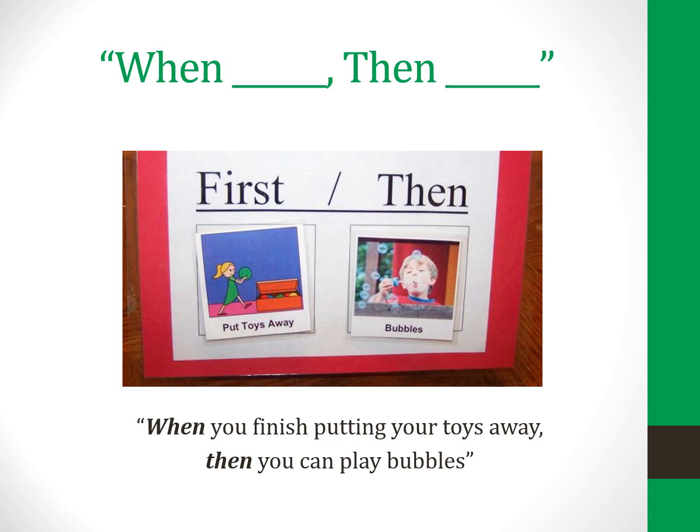And you can see here that we might have a menu of different pictures that we pull in and out. This can be helpful for routines and transitions as well. So like first we have to go to the grocery store, then we get to go to the library and pick up books for you. Something like that.